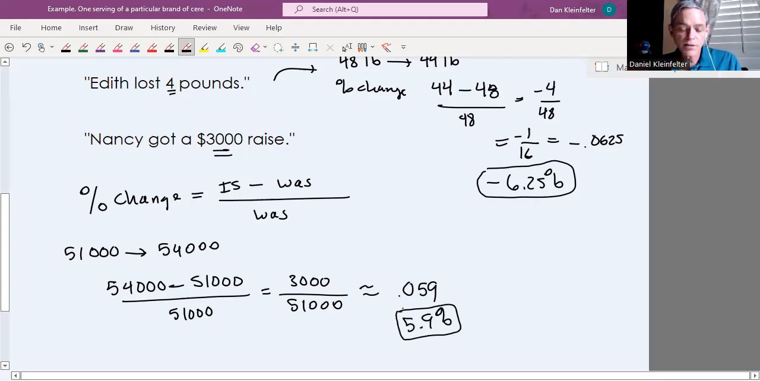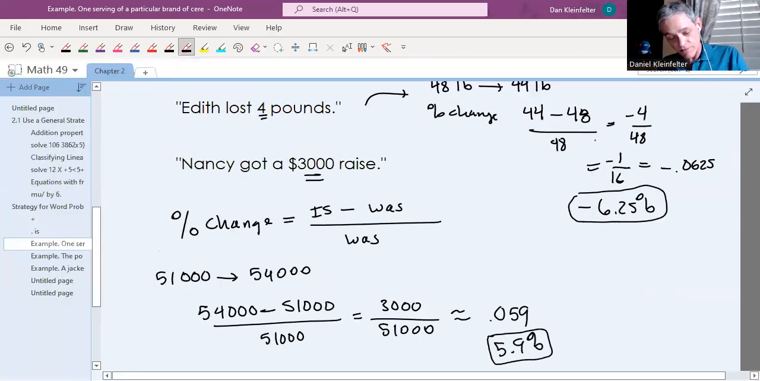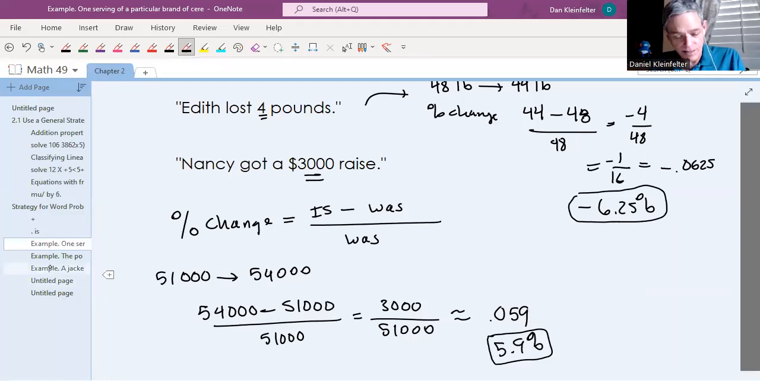Okay, so expressing those changes as a percentage can make them more meaningful. And a way to think about it is just whatever it is now minus whatever it used to be divided by whatever it used to be. And then if it's negative, that represents a decrease. If it's positive, that represents an increase.